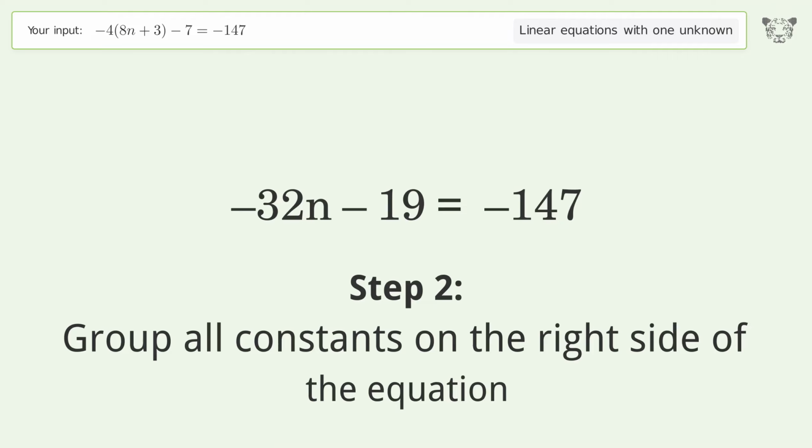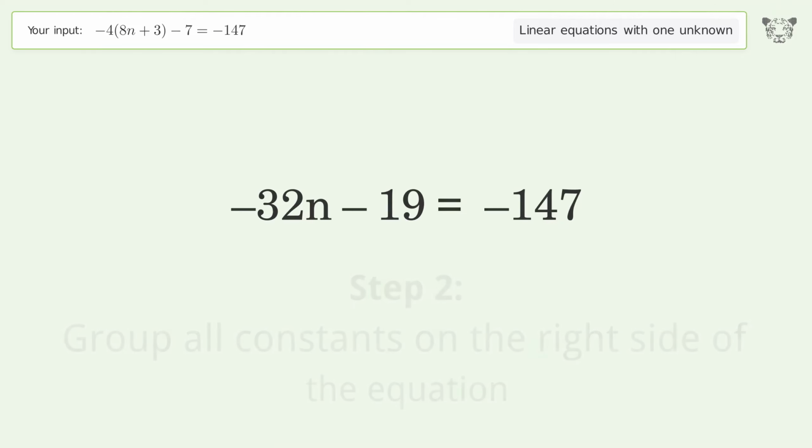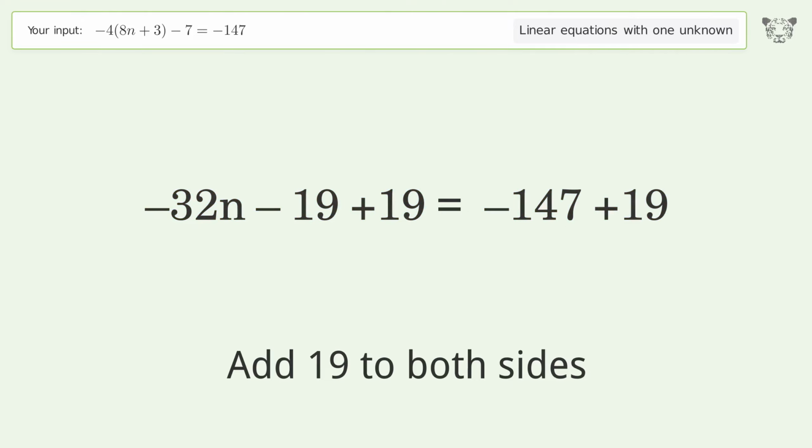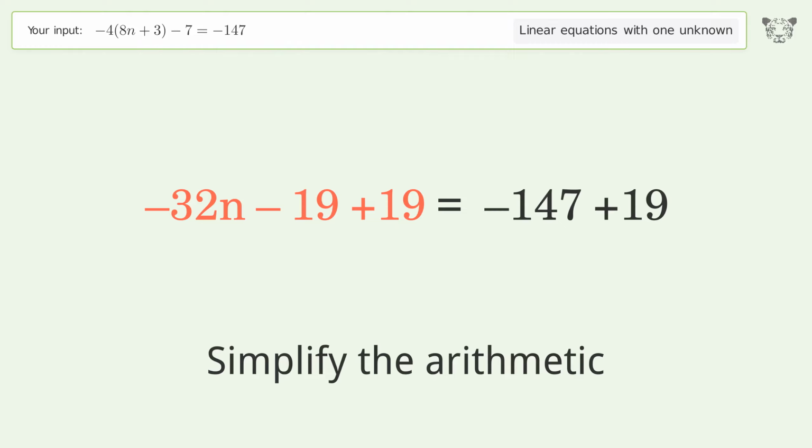Group all constants on the right side of the equation. Add 19 to both sides. Simplify the arithmetic.